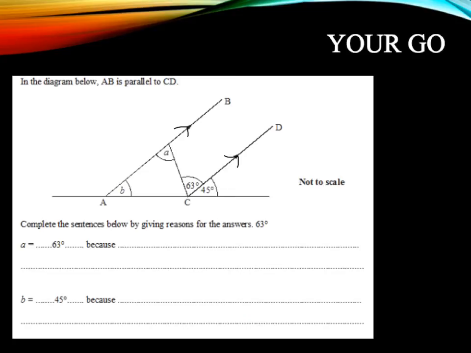It says, complete the sentences below by giving reasons for the answers. So it says, A is 63 degrees because something, and B is 45 degrees because something. So I want you to pick out what the key word's going to be to describe these. Pause the video, have a go, and I'll tell you in a minute.